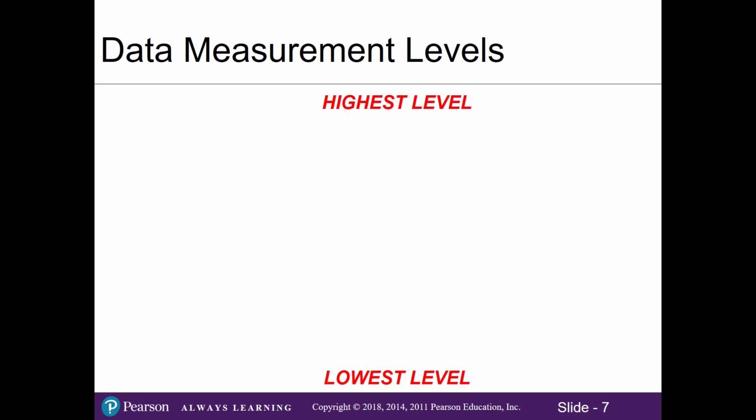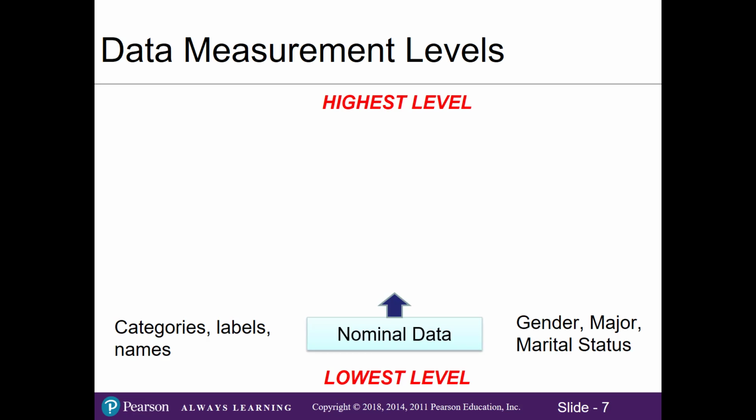With data measurement levels, there is an order from low to high, in that the lowest level, you're limited to the kinds of data analysis you can conduct, all the way up to the highest level. For these types of data, you can do all kinds of data analysis. So the first and lowest level is nominal data. So in other words, these are categories, labels, or names.